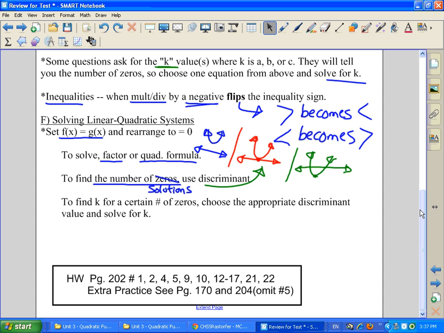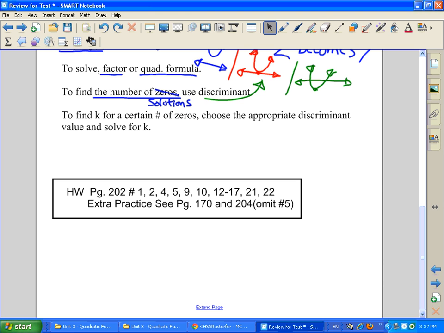Now you're going to do some practice, ladies and gentlemen, on page 202, numbers 1, 2, 4, 5, 9, 10, 12 to 17, 21, and 22, and some extra practice. You can see page 170 as well as 204, but on 204, please omit number 5. Simply is not something we deal with in our curriculum anymore.